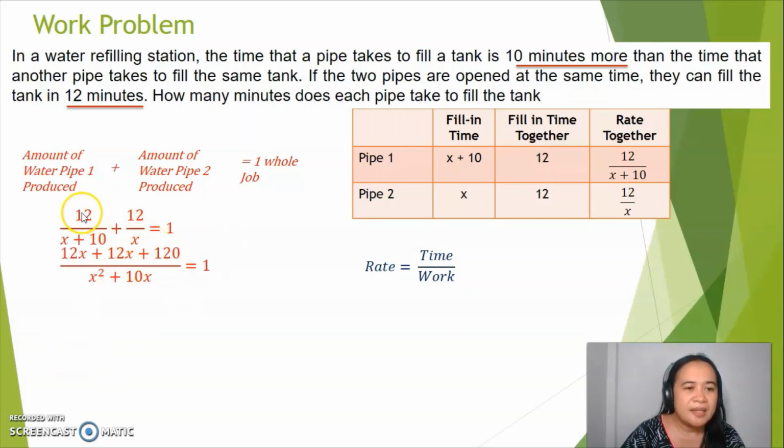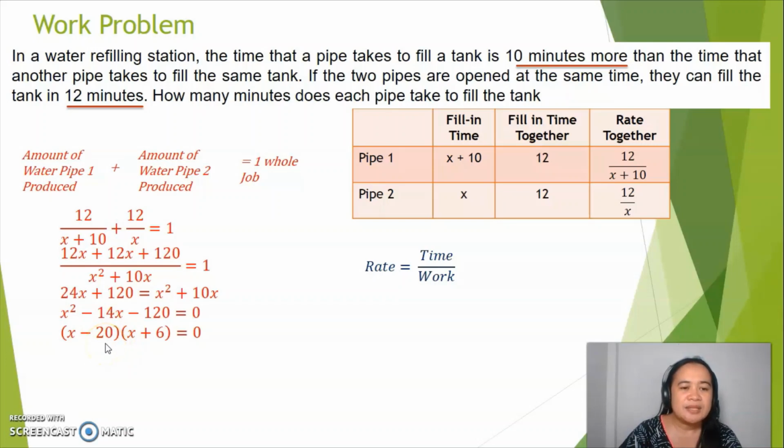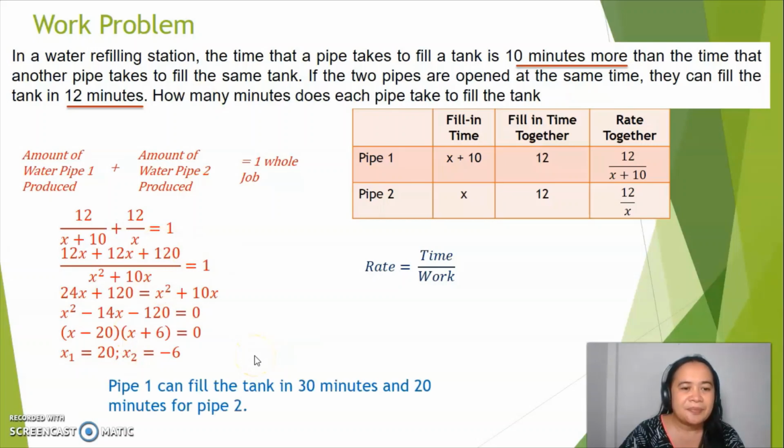So cross multiplying, it's 12x plus 120, and x squared plus 10x. So combining like terms, we will end up with this. So factors of 120 in order to get negative 14 could be negative 20 and 6. So the values could be 20 or negative 6. In this case, we will consider 20. So therefore, for pipe 2, that would be 20 minutes, while for pipe number 1, that would be 20 plus 10, or 30 minutes.